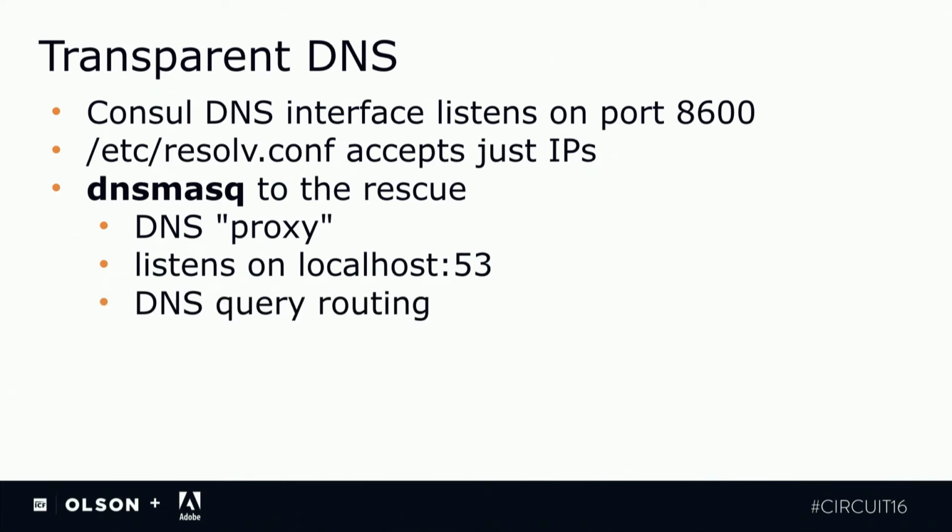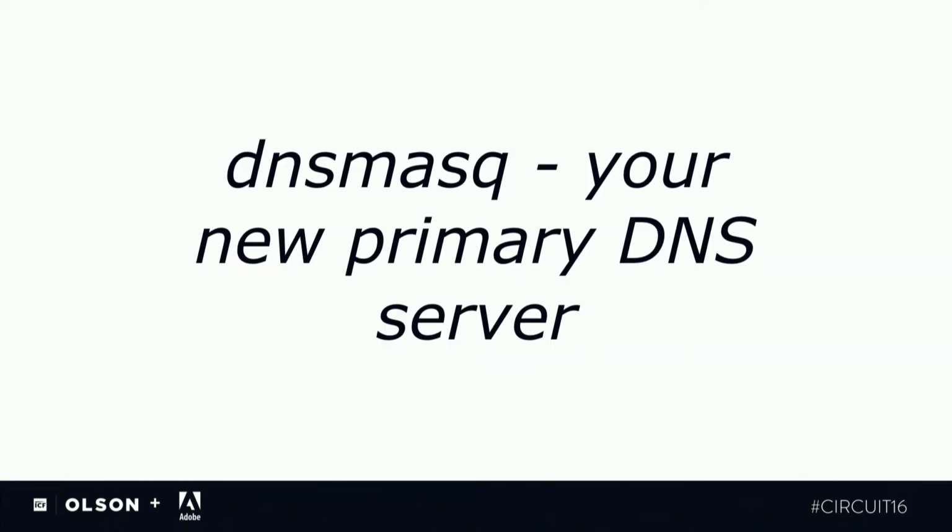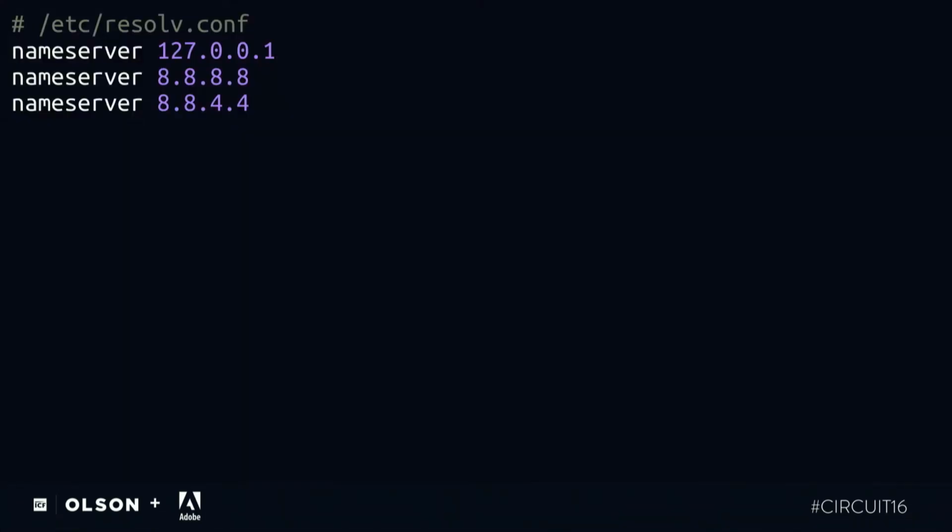Whenever there's a request for a Consul domain, we use dnsmasq to ask a different DNS server, which is Consul. And if it's not a Consul domain, then we use the regular DNS server. Here's some pseudocode that describes what I've just said. Dnsmasq will typically be your primary DNS server, and here's a file that presents such a setup.